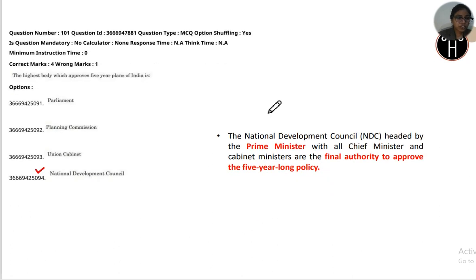The highest body which approves the 5-year plan of India is. So the highest body which approves the plans for India, for development, for progress, whatever plan is proposed, those 5-year plans are approved by the National Development Council. Only remember the name, the National Development Council, NDC, which is headed by the Prime Minister, with all chief ministers and cabinet ministers, and is the final authority to approve the 5-year long policy.